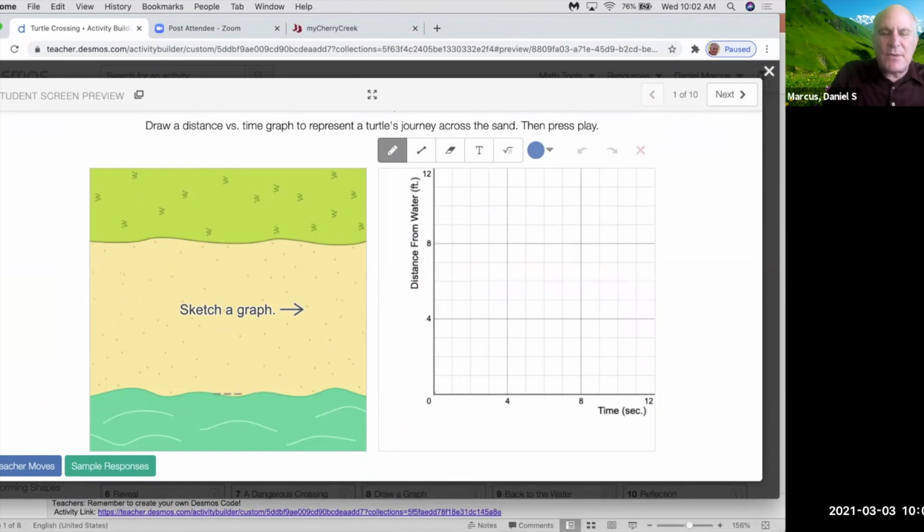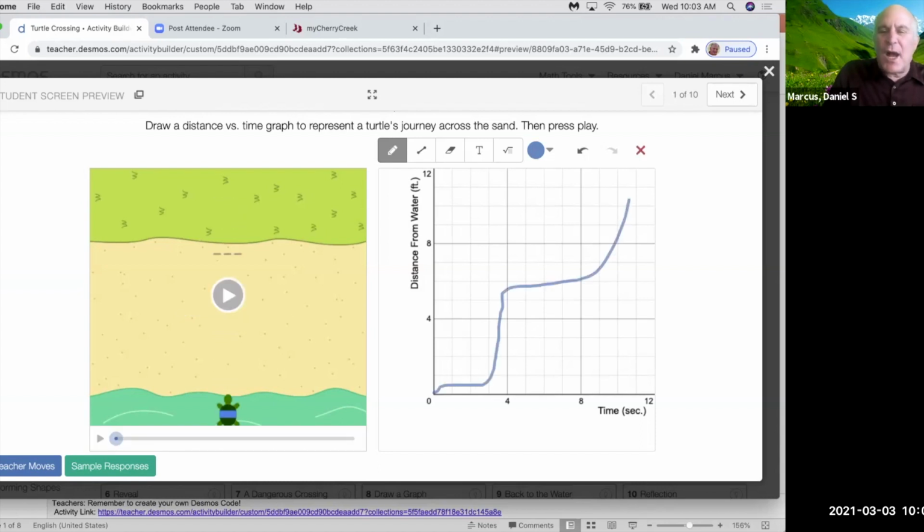So at 0 time, what if your turtle just slowly stays real close to the water? Then you have them go at a really sharp slope pace, and then he levels out a little bit, and then he goes like that. As soon as you draw your graph and you hit play, you will see how the turtle matches the graph that you just drew. It's like super cool.